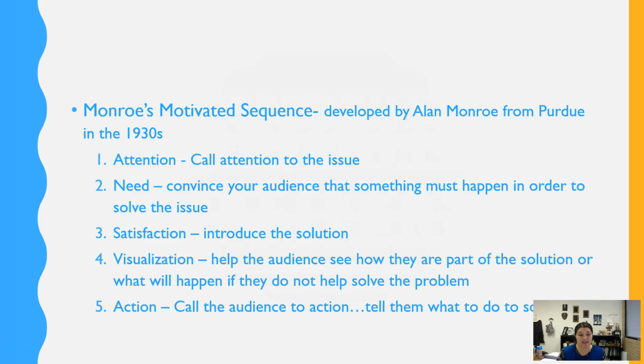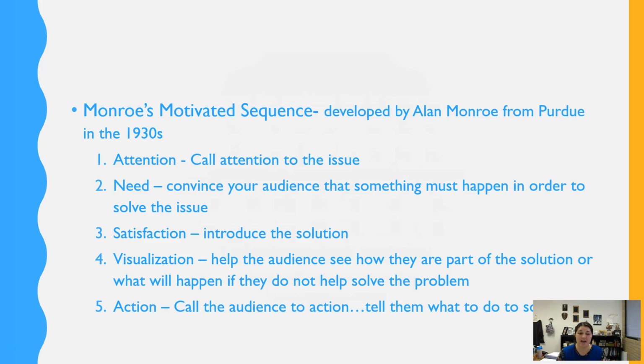Number 4 is visualization. You help the audience see how they are part of the solution or what will happen if they don't solve the problem. Okay, so you take it a step further than problem solution benefit. In Monroe's motivated sequence, you say, okay, here's all the great things that will happen if you use my solution. But if you don't, here's all the negative things that will continue to happen if you don't decide to implement the solution that I've given you. So you give them the good things and the bad things, and that helps them visualize what their life will be like if it's solved and what their life will be like if it's not solved.